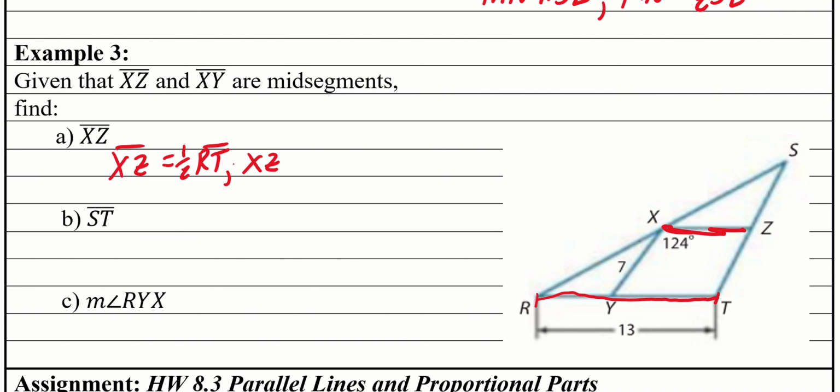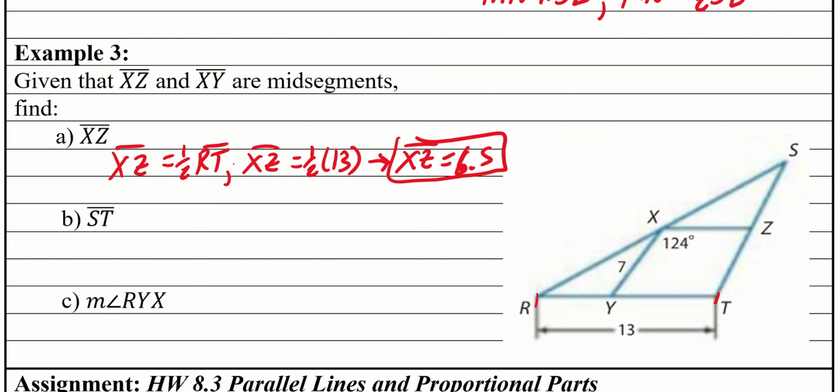And I know what RT is, so I can just go ahead and plug that in here. I could say XZ is 1/2 of 13, which means here, I can just type that in my calculator. If I don't know, 1/2 of 13 is just 6.5. So XZ equals 6.5 here. Okay, so just using that idea that we just talked about.